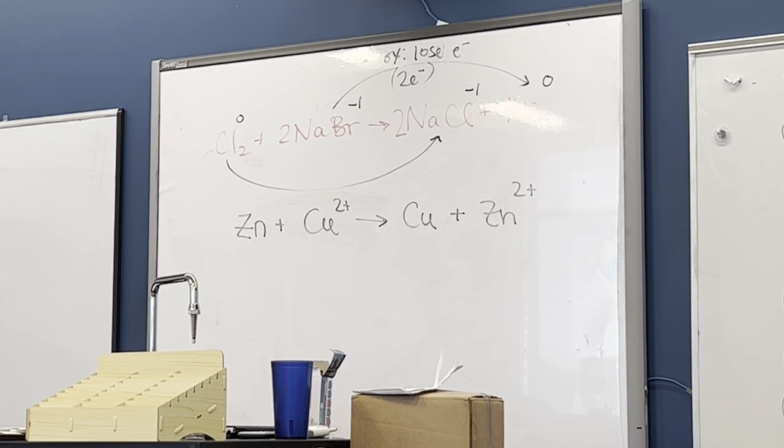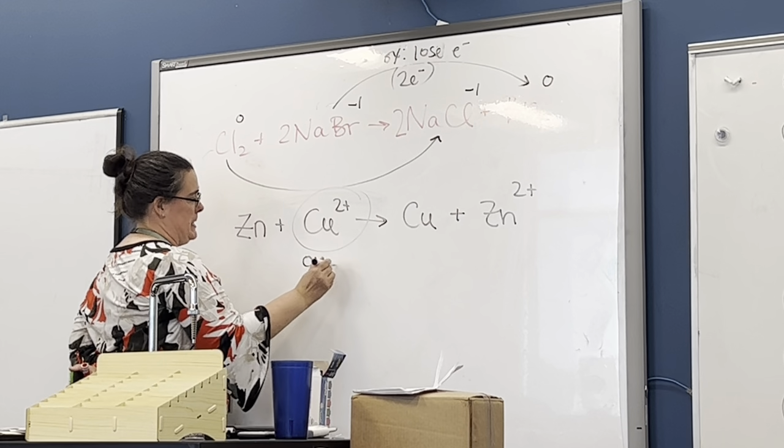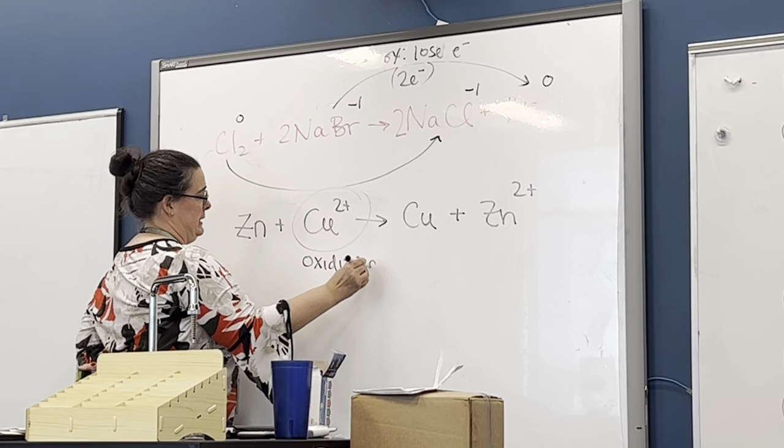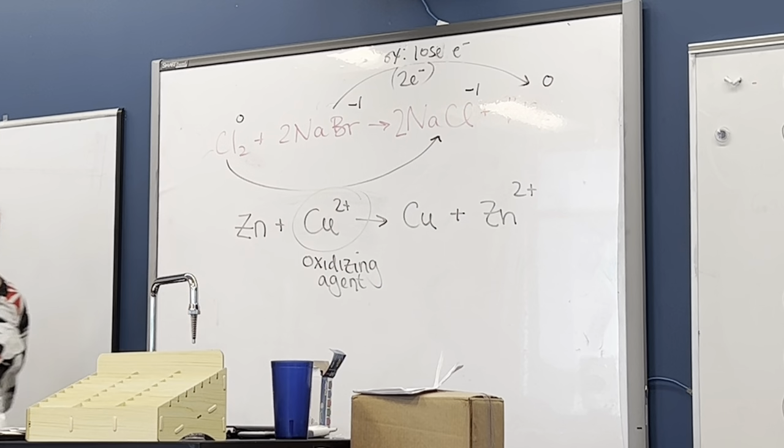What's being oxidized? Copper. The zinc is being oxidized, the zinc is losing electrons, the zinc is going from 0 to +2. What is doing that? What is oxidizing it? That's right, we actually call copper 2 the oxidizing agent. What actually happens to the oxidizing agent, if I may ask? It's reduced. That's curious, isn't it?